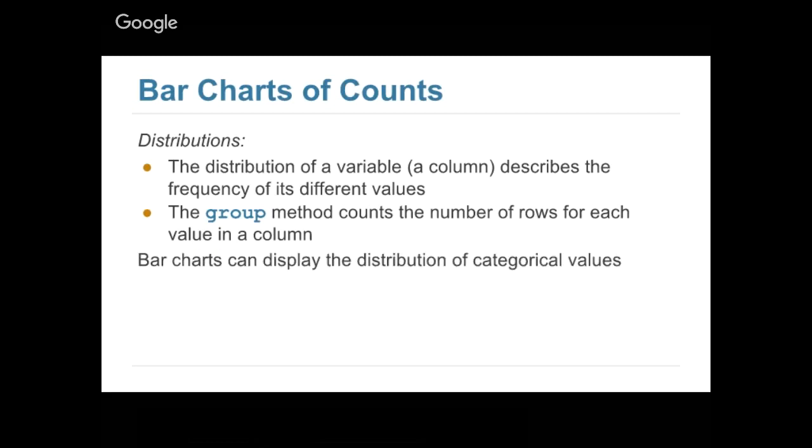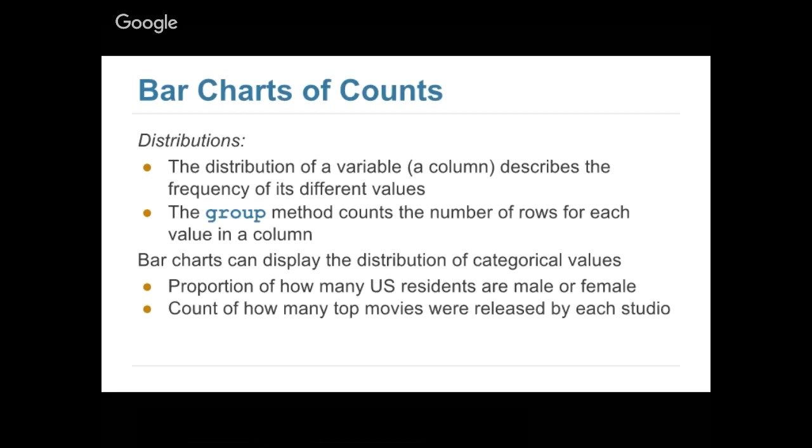Okay, so we use bar charts to show the distribution of categorical variables, right? So when we're working with the studios, it makes a lot of sense to use a bar chart there, because we can see each studio, how many times it appeared. So we can use bar charts to say, for example, proportion of US residents that are male or female, because male and female is a categorical variable. And as before, we use it to say how many times each studio appeared.